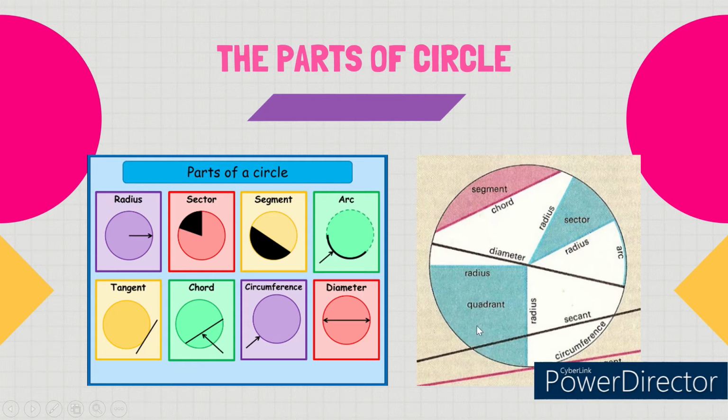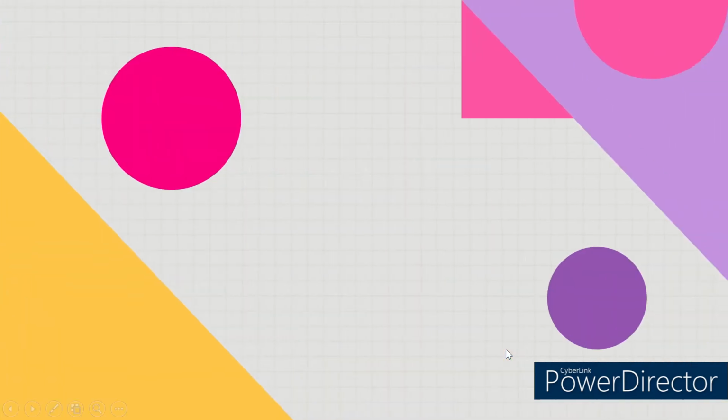And lastly, we have the quadrant. A quadrant refers to a part of circle bounded by two radii, like this one here and another one here, that form 90 degrees. So this is a 90 degree or a right angle, and an arc right here. Okay, let's go to the next slide.